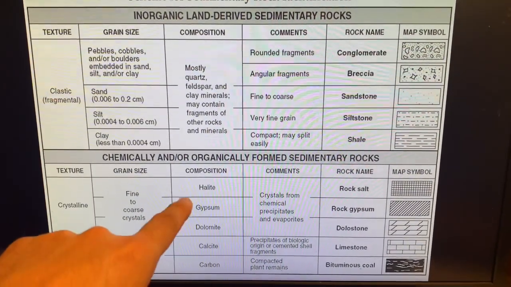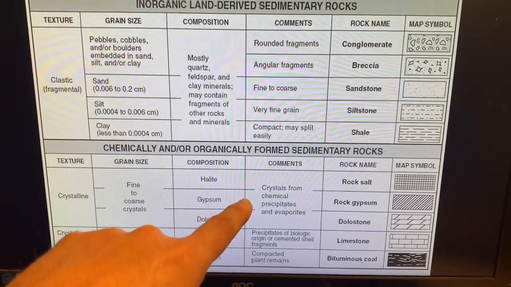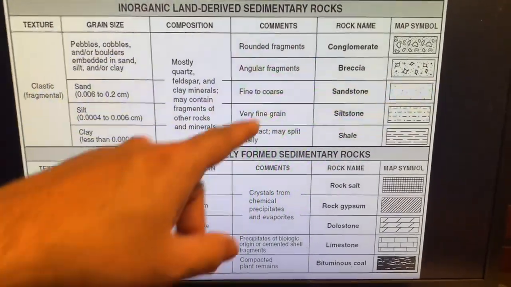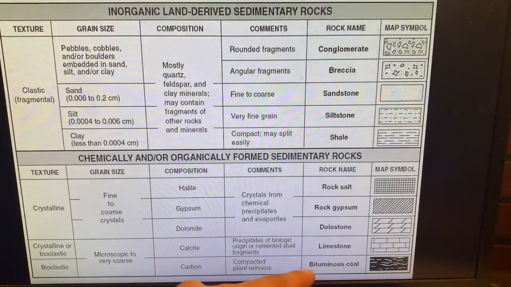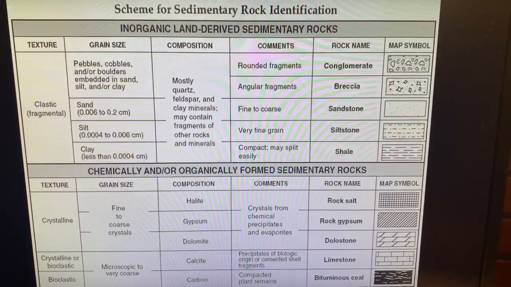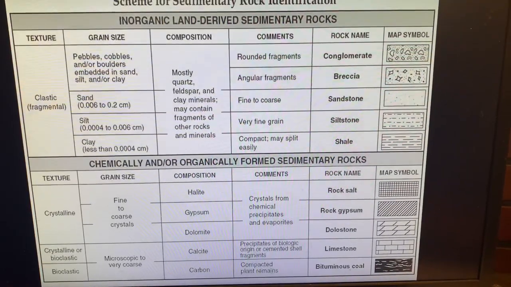Here's what they're made out of. Halite, you should recognize that one. We talked about those. The comments: crystals from chemical precipitates and evaporites. We'll talk about that in a minute. Here are the names of the rocks, and there are the map symbols again. So once again, make sure that you know this chart. You should have your reference table open, and as we go through these, you should be paying attention and marking it up.